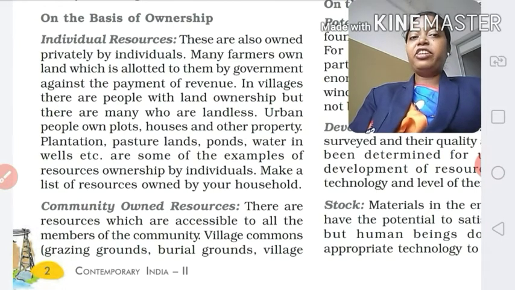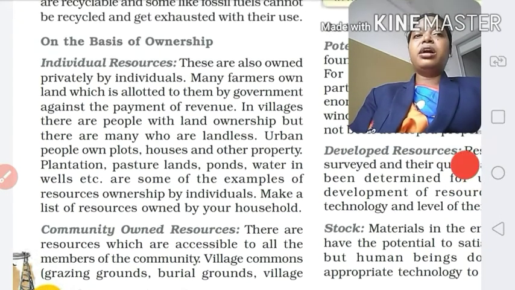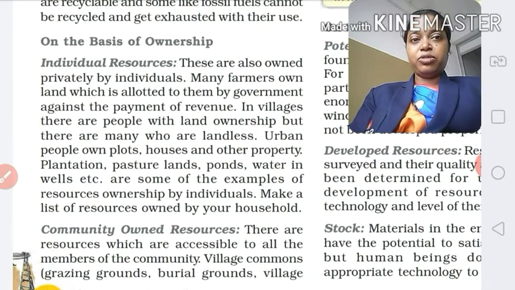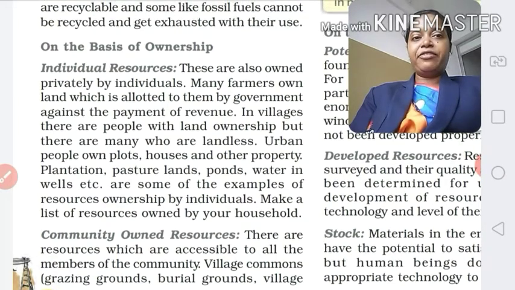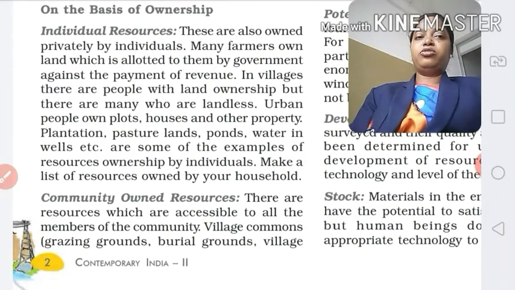So here we got the common view of individual resources. Now we can know the main logic behind the individual resources. Okay, these are also owned privately by individuals. Many farmers own land which is allotted to them by government against the payment of revenue. Means government gives lands to the farmers for their farming purposes. They take the land from government and pay the revenue for that, and whatever profit they get, they use for themselves.